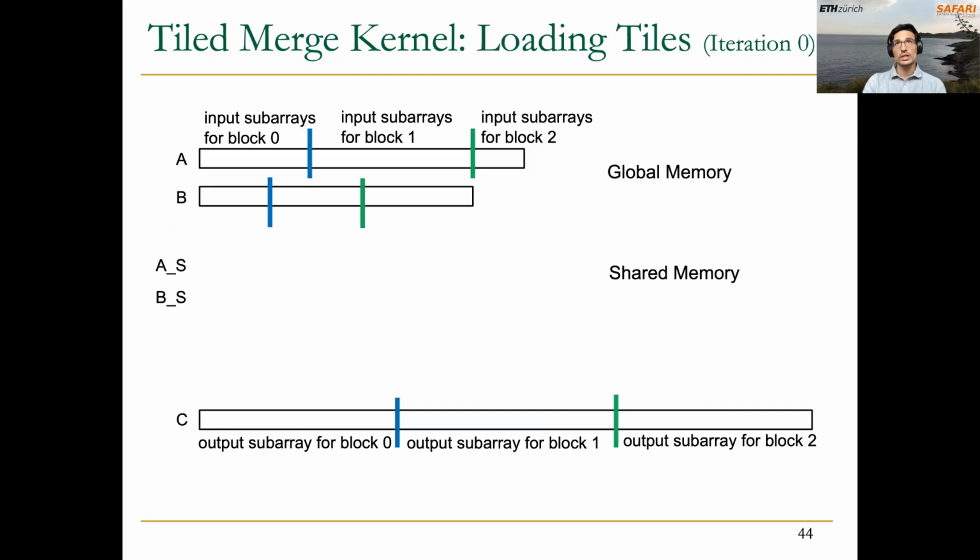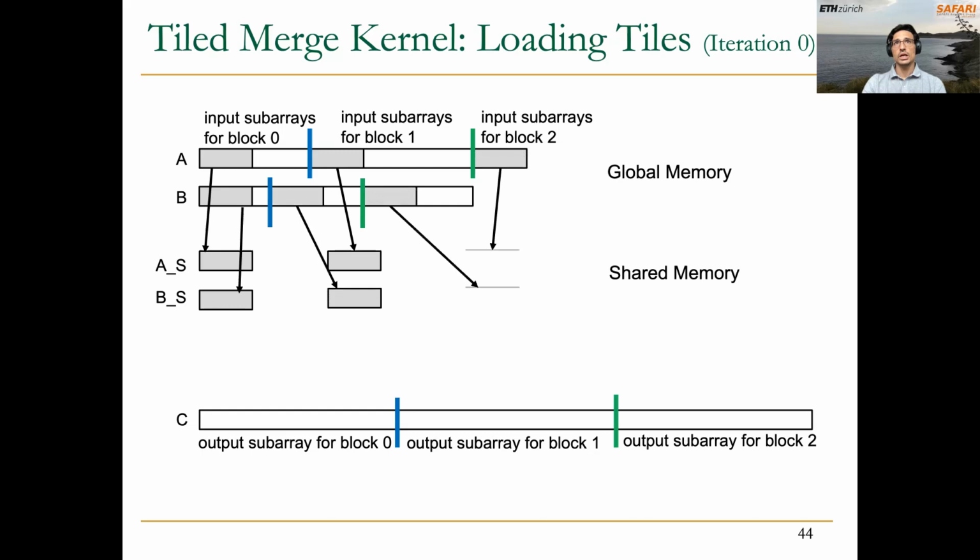So that's what we do next, is loading the tiles. The threads in block 0 read the whole tile from list A and write it to shared memory. Same for list B. This is what block 1 does with the tile from list A and list B, and this is for block 2.